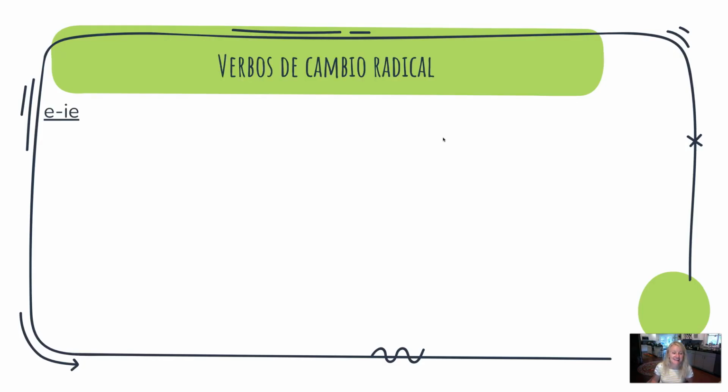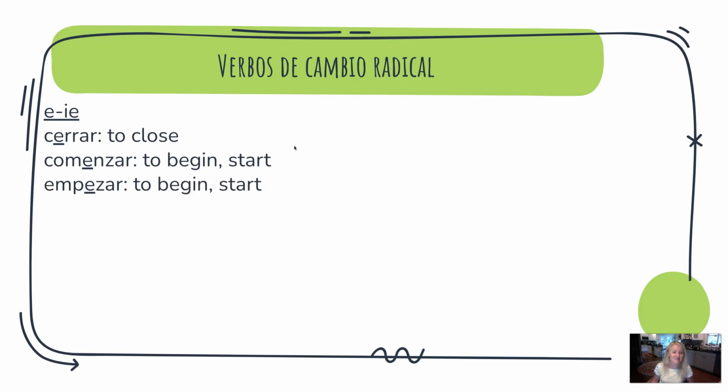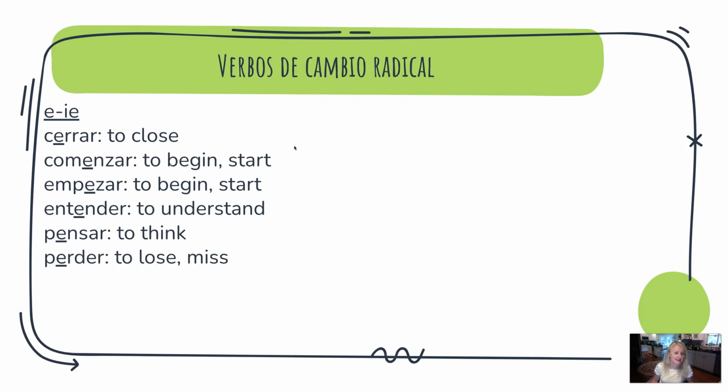Vale, let's take a look at a variety of stem changing verbs that you're going to need to memorize, that you're going to need to learn. So the E to IEs I want you to learn from your text are cerrar, which we just did, comenzar. It's the E in the middle that changes to IE. There's only one E in there, so only one thing that could change to IE. Empezar also means to begin or start. You've got two options to express that idea. Entender, to understand. Pensar, to think.